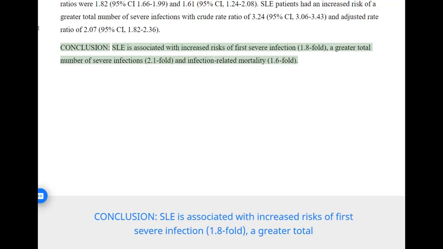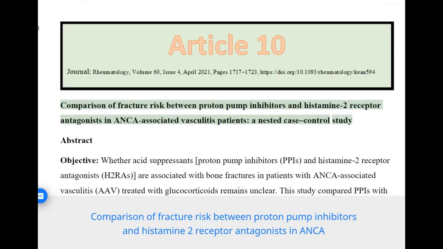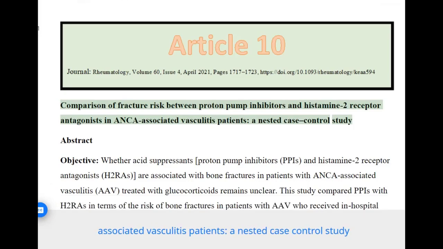Conclusion: SLE is associated with increased risks of first severe infection, 1.8-fold, a greater total number of severe infections, 2.1-fold, and infection-related mortality, 1.6-fold. Comparison of fracture risk between proton pump inhibitors and histamine 2 receptor antagonists in ANCA-associated vasculitis patients, a nested case control study.